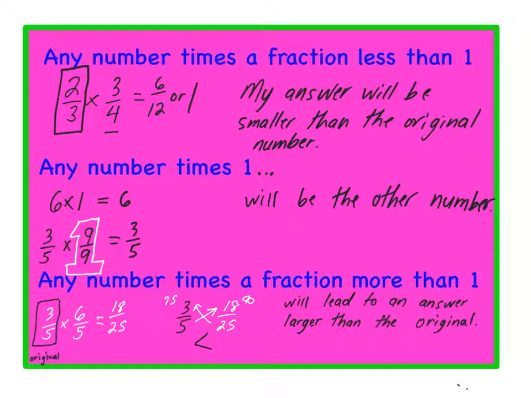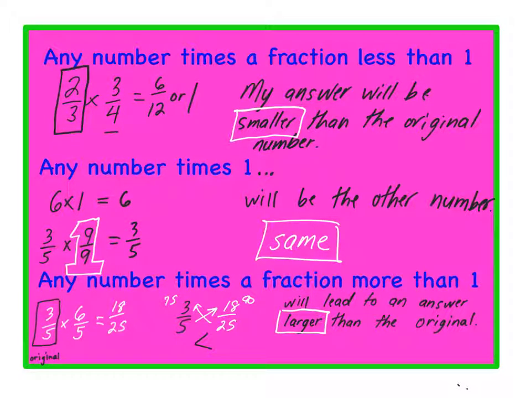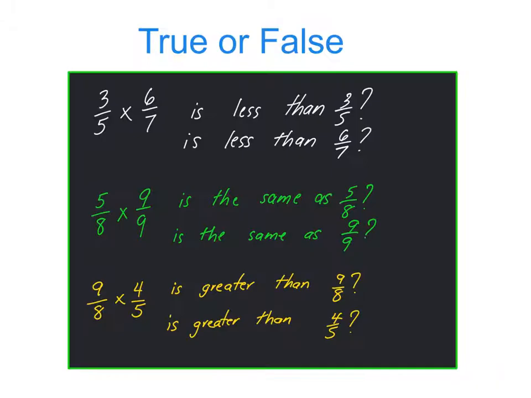So the quickest way to paraphrase these rules would be, if we start at the top again, any number times a fraction less than 1 will make the fraction smaller. Any number times 1, it will be the same. And any number times a fraction more than 1 will give me a larger number. Let's do a few practice problems of these before we call it quits.